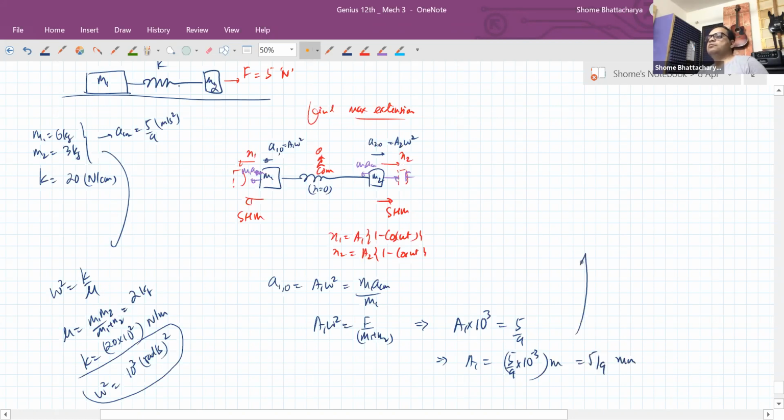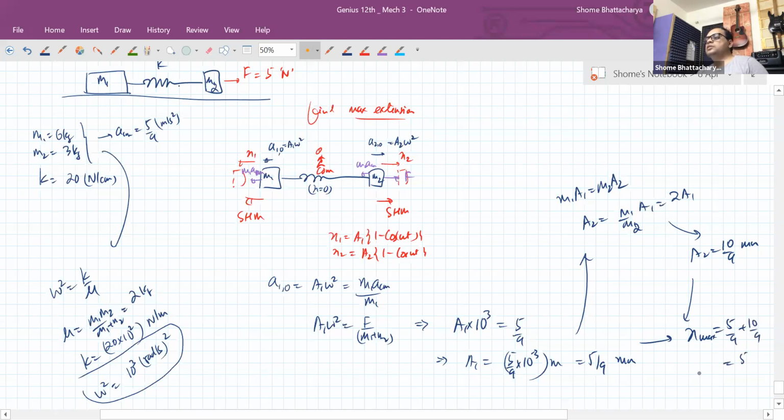Okay. Now the other thing we can see is that M1A1 will be equal to M2A2. So we don't even need to make the FBD of the other one. So A2 is going to be M1 upon M2 times A1. So M1 upon M2 times A1 is how much? It is 2. So it's going to be 2A1. So A2 will be 10 by 9 millimeters. So now from this we can directly see that maximum extension is going to be how much? 5 by 9 plus 10 by 9. So 15 by 9 or 5 by 3 millimeters. So this should be the maximum extension.